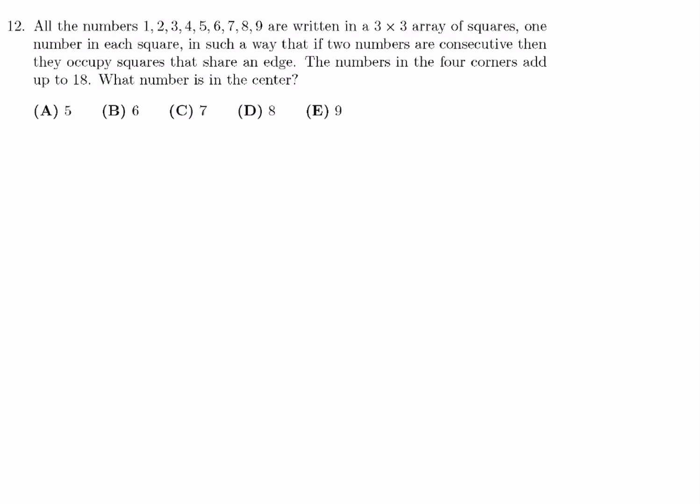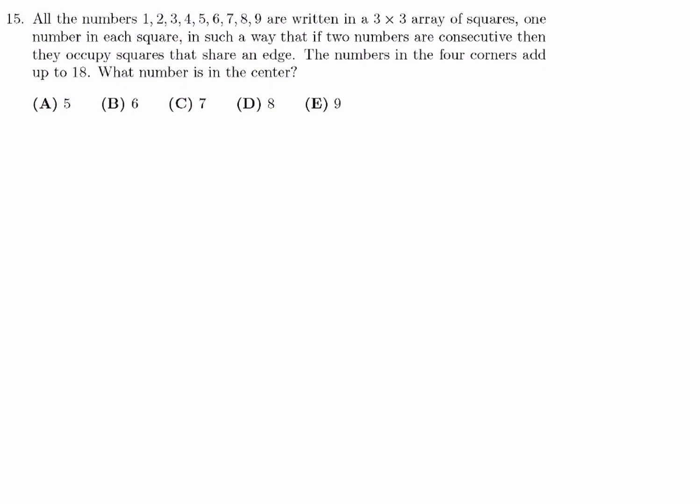All the numbers 1 through 9 are written in a 3 by 3 array of squares, one number in each square, in such a way that if two numbers are consecutive, then they occupy squares that share an edge. The numbers in the four corners add up to 18. What number is in the center?